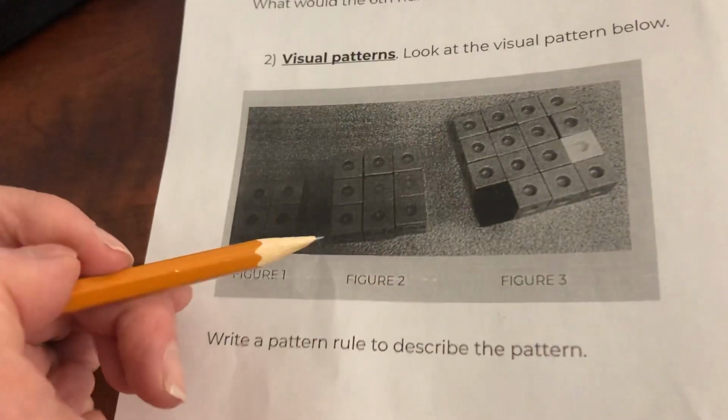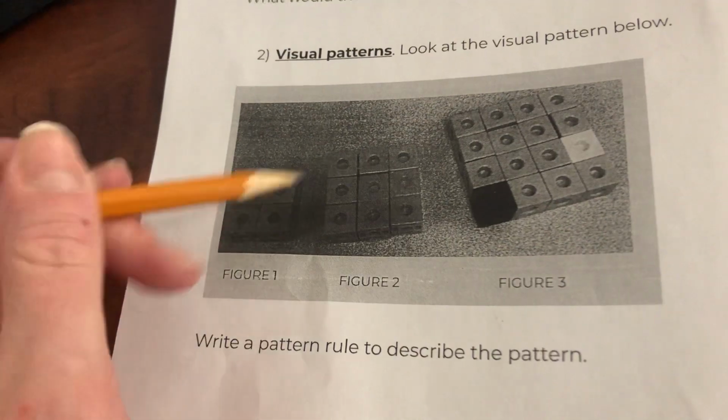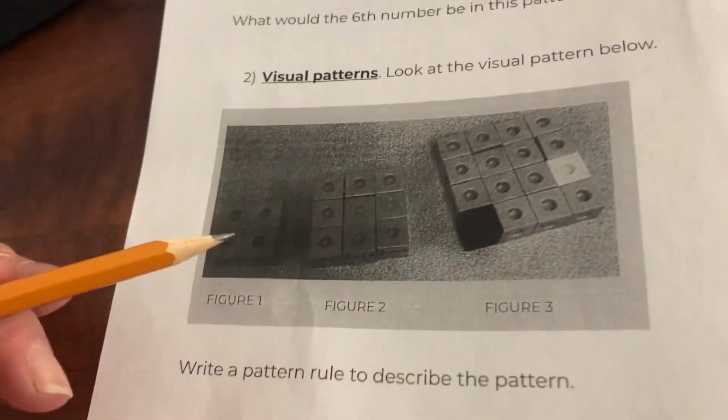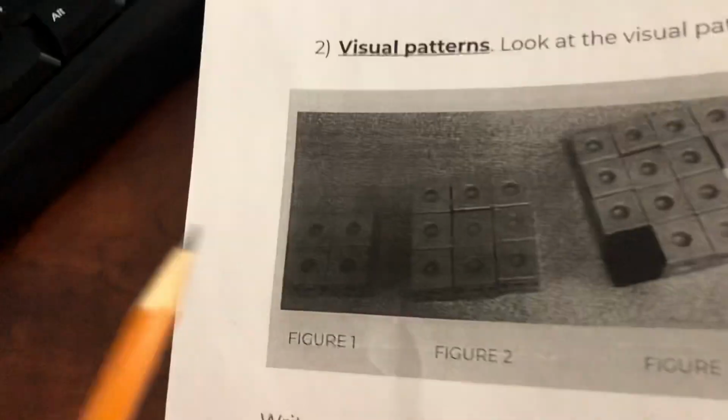This next one was a visual pattern. So you have 3 different figures with different amounts of blocks. So what you want to do is you want to go to the table of values and you want to start putting in the number of blocks. So in figure 1, there's 4 blocks. So you'd write 4 over here. And then there's 9 blocks and 16 blocks.